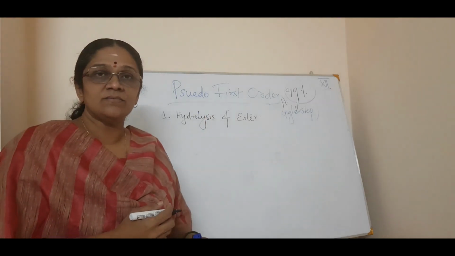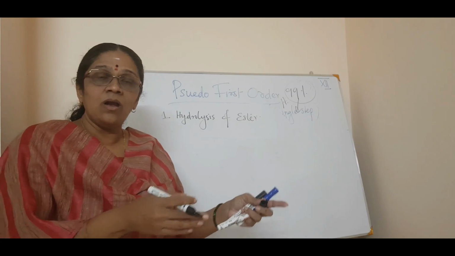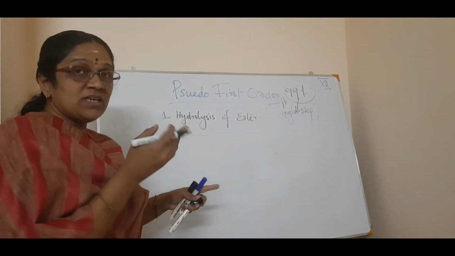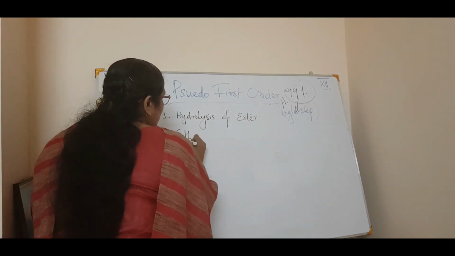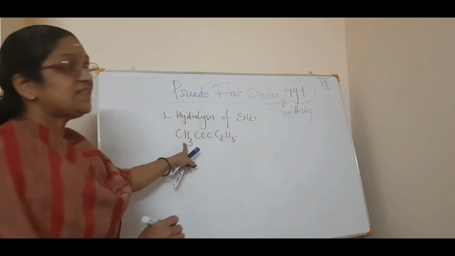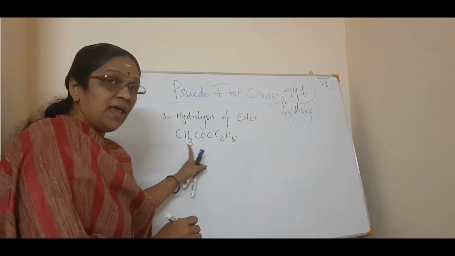So hydrolysis of ester. What is ester? We have studied in 10th standard. When an acid plus alcohol react, it gives you an ester. What is the functional group? COO. Now suppose we have an ester CH3COOC2H5. What is it? Ethyl acetate.